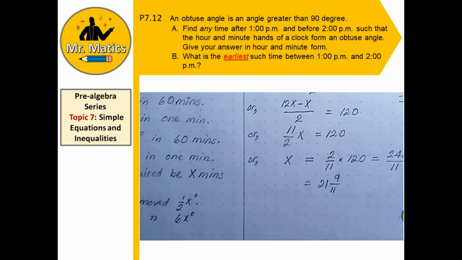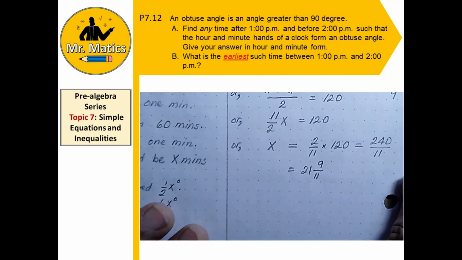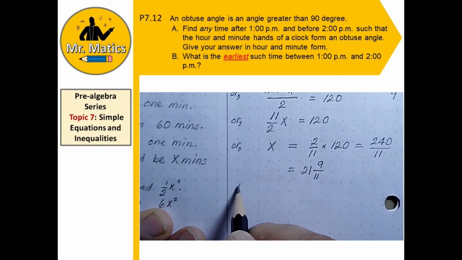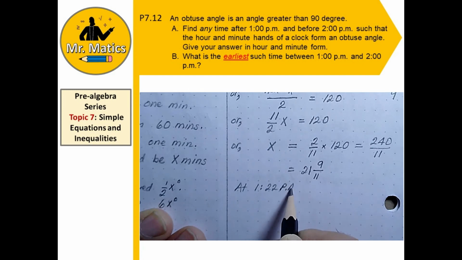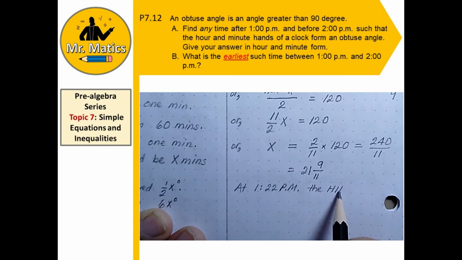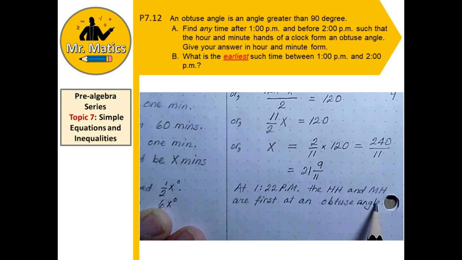So because we have been asked to provide the answer in hours and minutes, you can say at 1:22 p.m. the HH and MH are first at an obtuse angle. And this is your answer, 1:22 p.m.